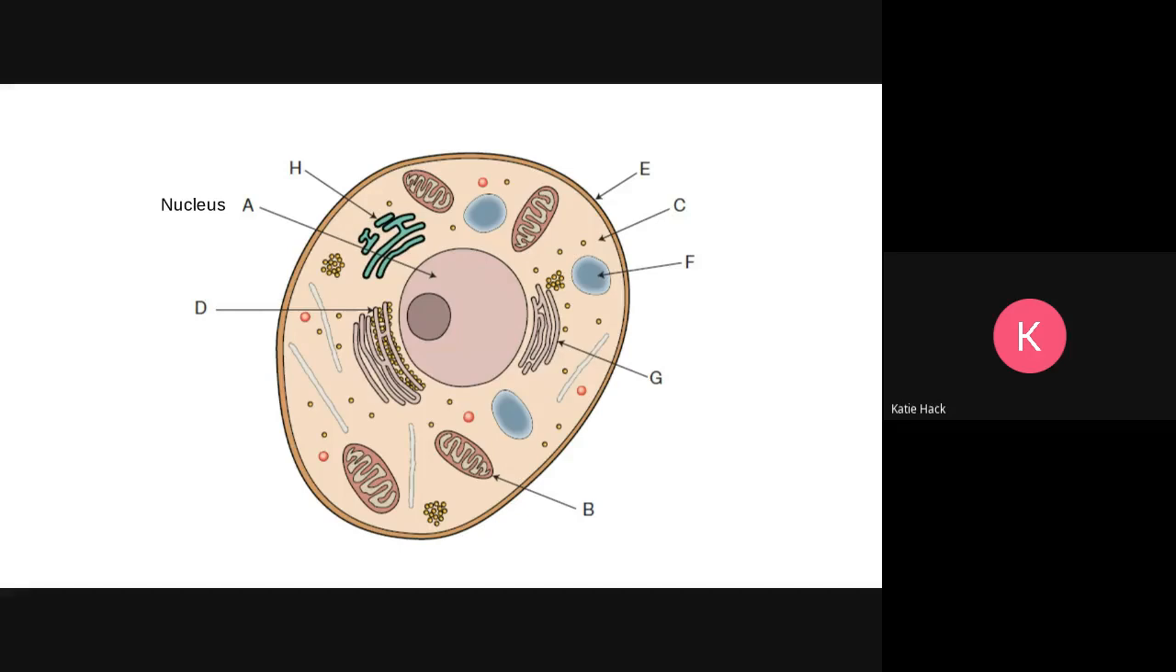The middle large round organelle labeled A is the nucleus. And then B is the mitochondria. This is your powerhouse of the cell. C is going to be the cytoplasm. So it's just pointing to the interior of the cell in general. C is cytoplasm.